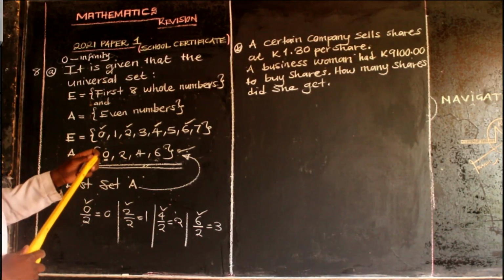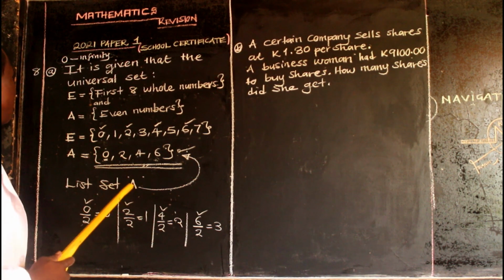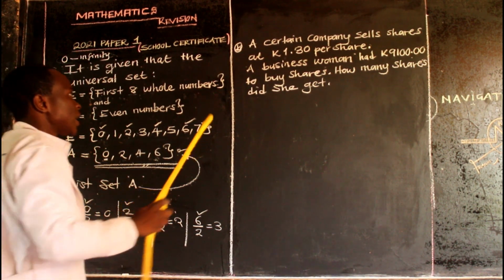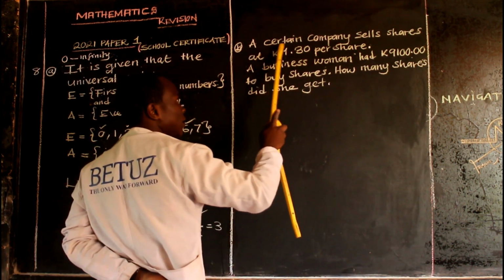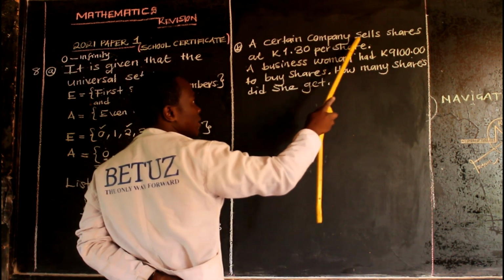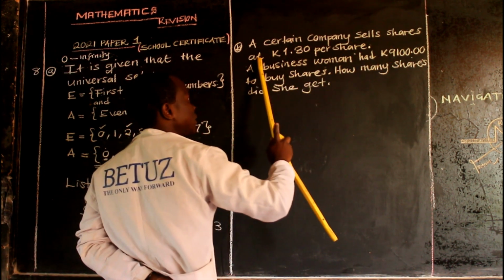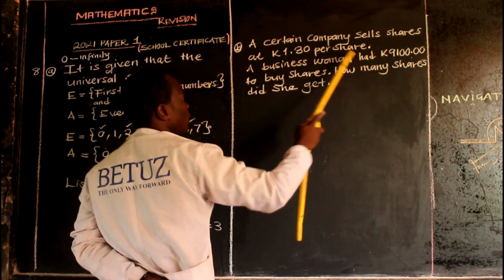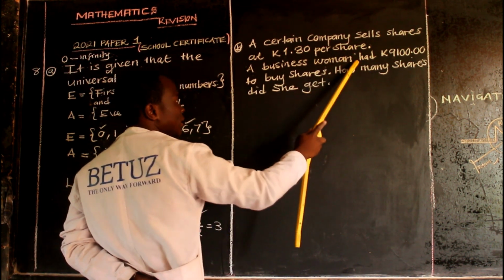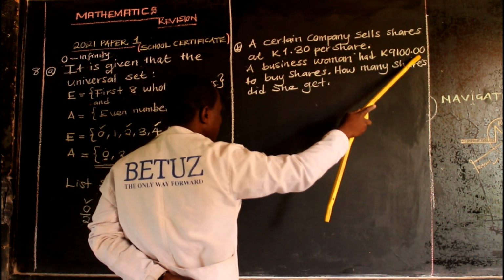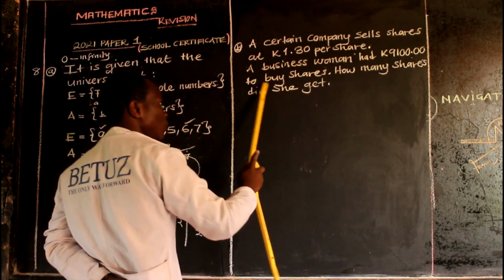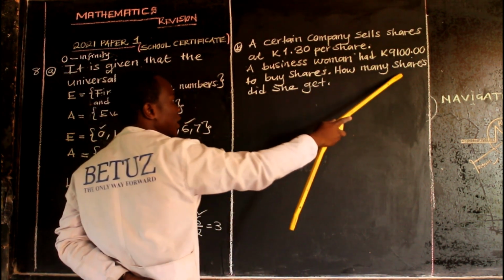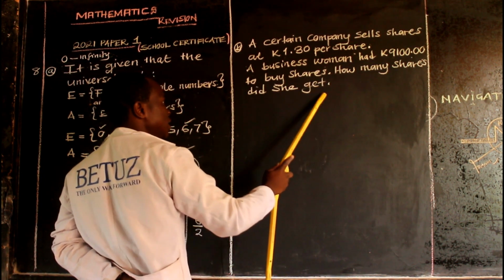So let us look at question 8b. It's saying a certain company sells shares at 1 quarter 13 per share. A businesswoman had 9,100 quarter to buy shares. How many shares did she get?